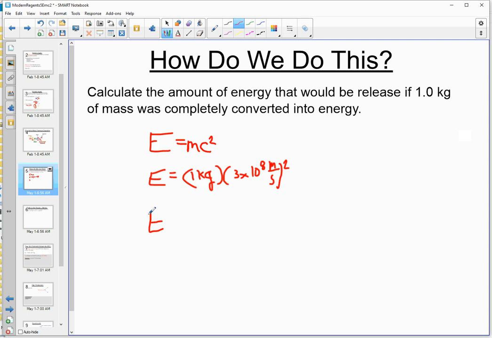So if you take 1 measly kilogram and convert it into energy, square the first part, 9, and 10 to the 8 squared is 10 to the 8 plus 8, which is 16. You will get 9 times 10 to the 16 joules. That's an awful lot of energy from very little mass. That's the power of that c squared.